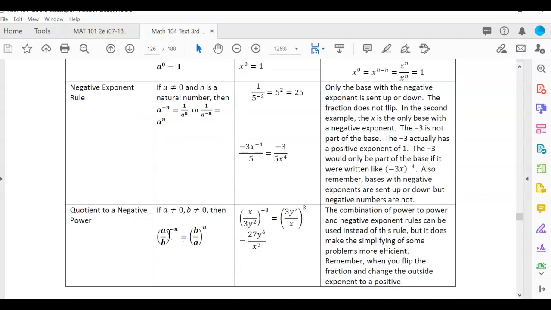Now, a quotient to a negative power is essentially doing that. If you have a fraction raised to a negative power, we know a negative power switches numerators and denominators. So if you switch numerators and denominators, we can take that power and make it a positive one. If we flip the denominator to the numerator and the numerator to the denominator, we can change the power from a negative to a positive. Again, this is all when a and b are not zero, because you don't want to divide by 0.